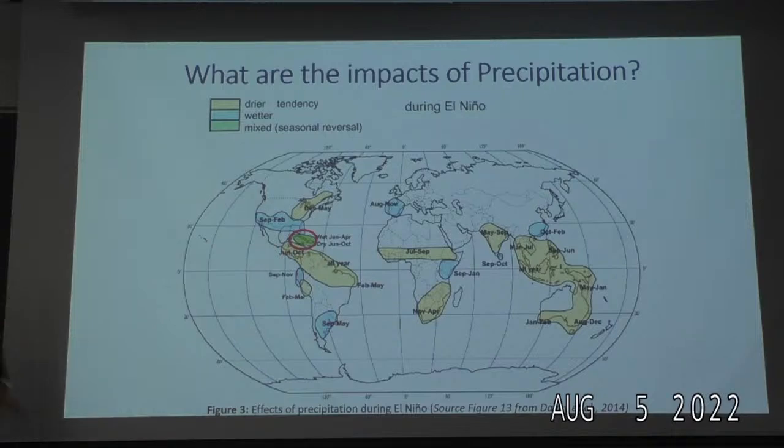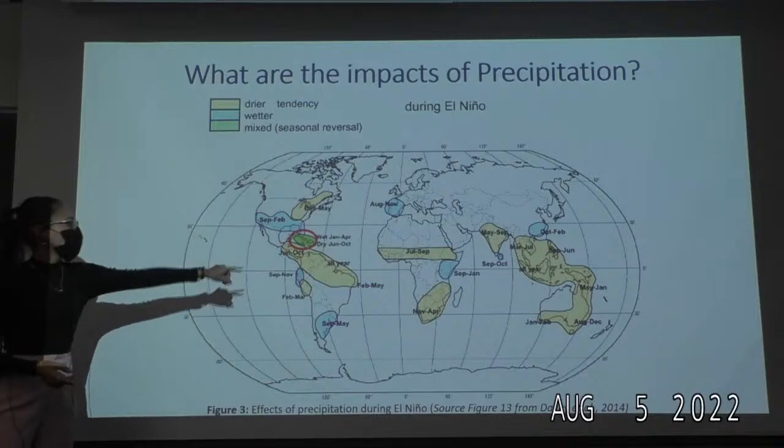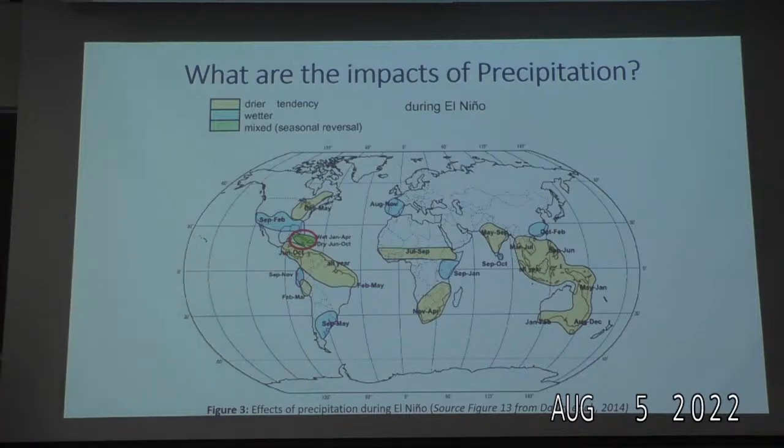For example, here in the figure, the color yellow in South America, we are going to have dry conditions, as the color yellow shows us, for the whole year. And then we are going to have at the south of North America, the blue color, we are going to have wet conditions only for the season between September and February.